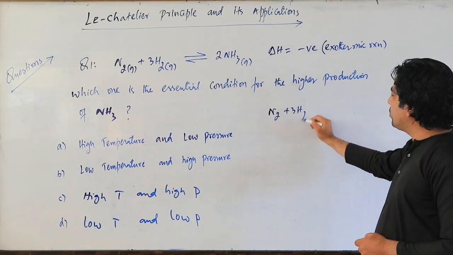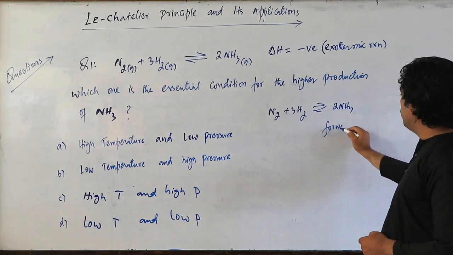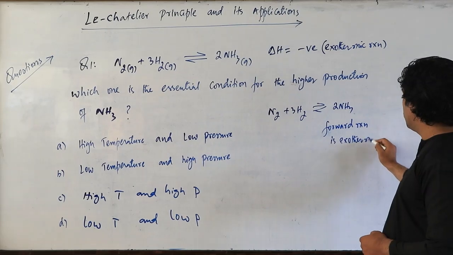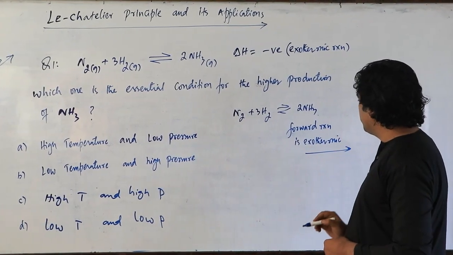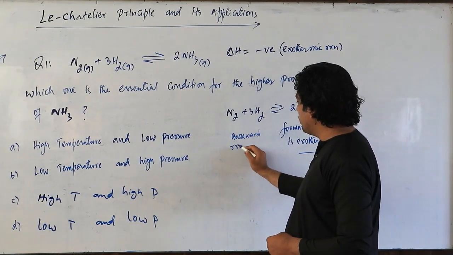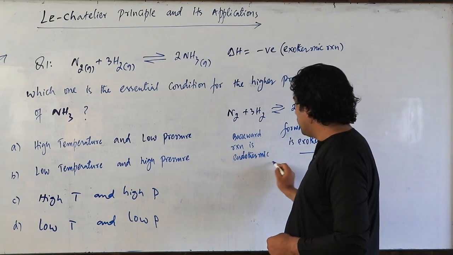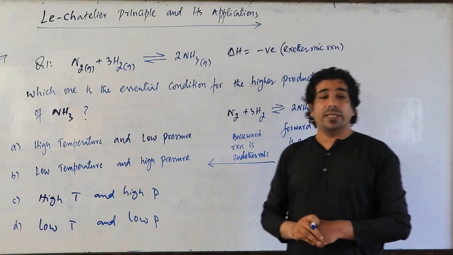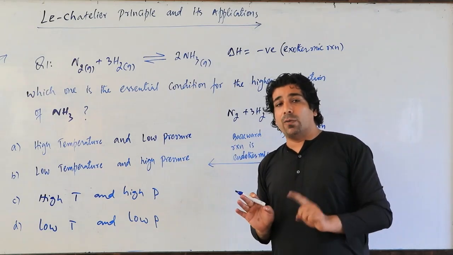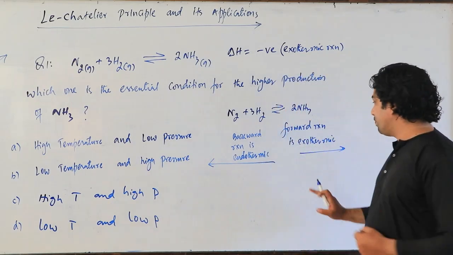N2 plus 3 times H2. It's already mentioned that forward reaction is exothermic. So what about the backward reaction, my dear friends? Exactly opposite. Backward reaction is endothermic. So when forward reaction is exothermic, obviously you should understand that backward will be endothermic. If backward is exothermic, then forward will be endothermic. So have a look here.